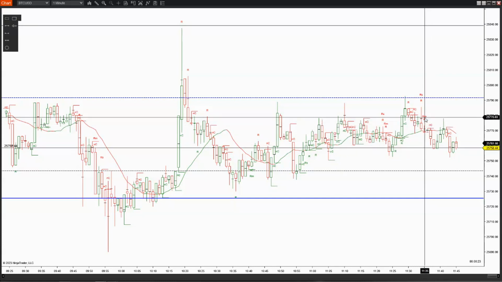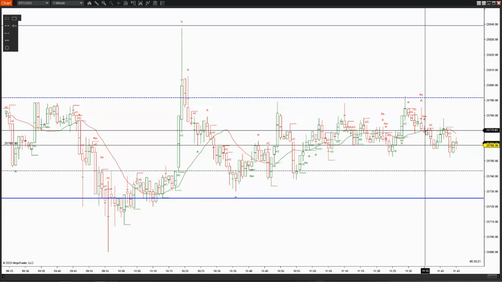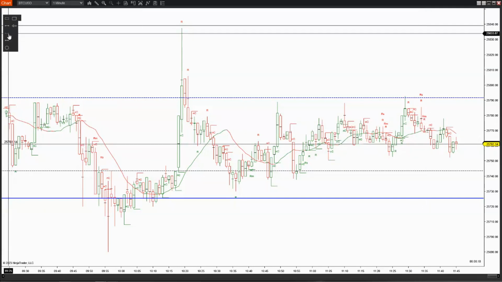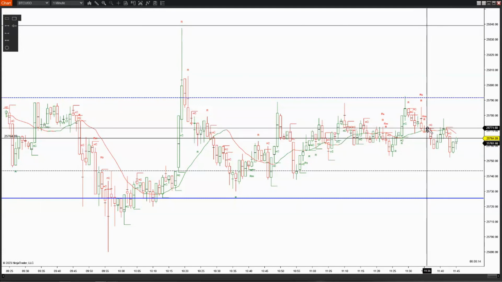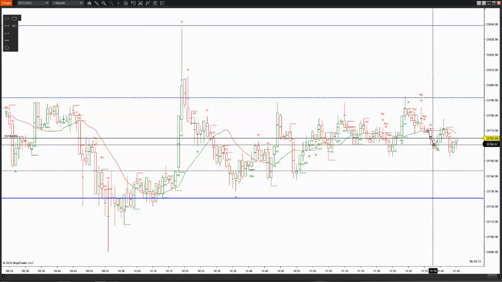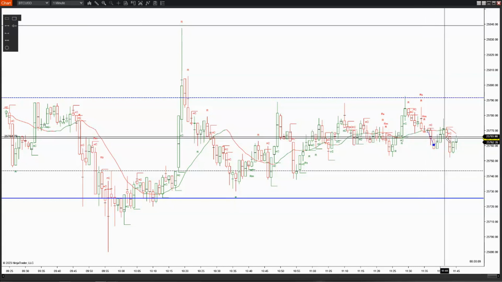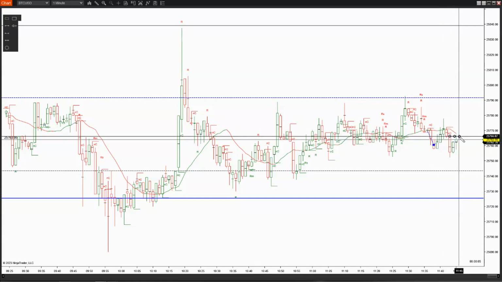And here's the RM, and here's the R. Now, the RM is just a rejection of the mid. So it rejected the mid of this bar twice. One, two, and they pushed down another bar. Now, no close back above here. We don't want them to close back above here.